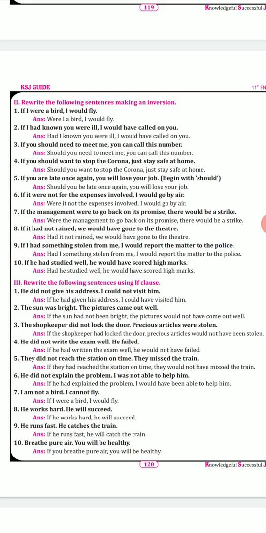I am not a bird, I cannot fly. So this is in present tense, but this can be converted into imaginary condition. So if I were a bird, I would fly. So were and would fly are the verbs.